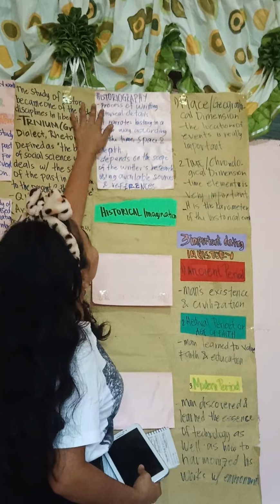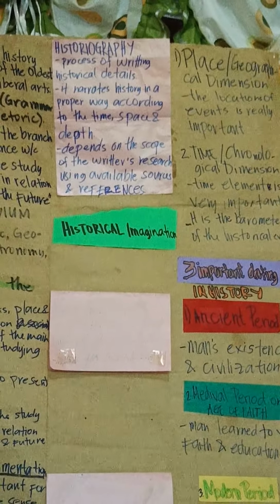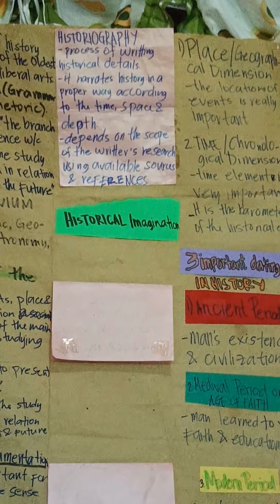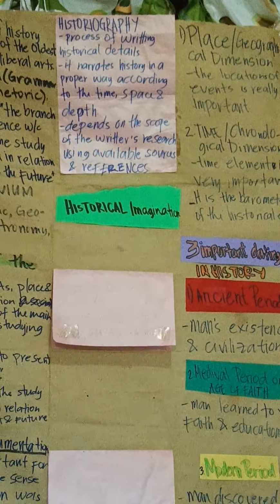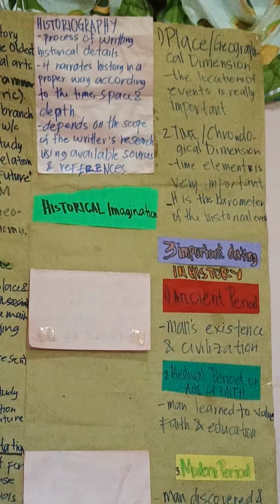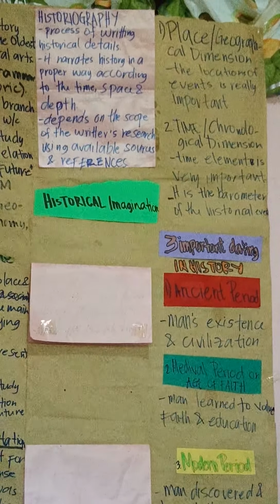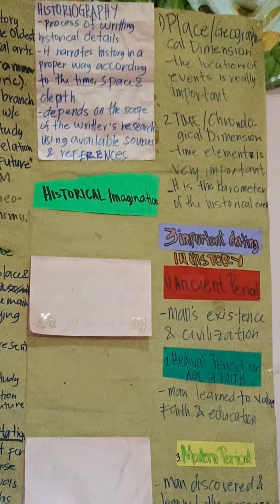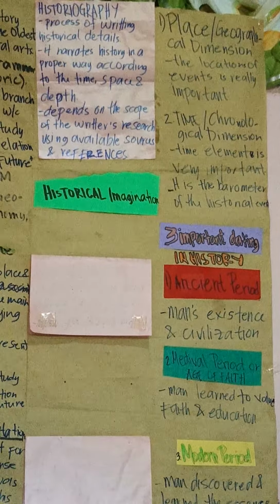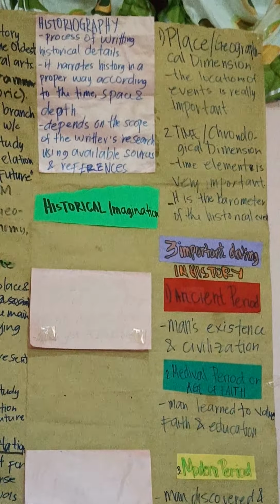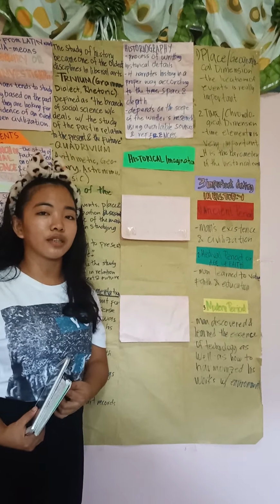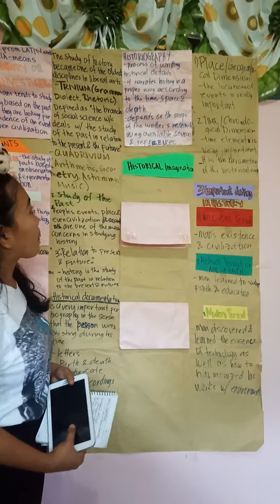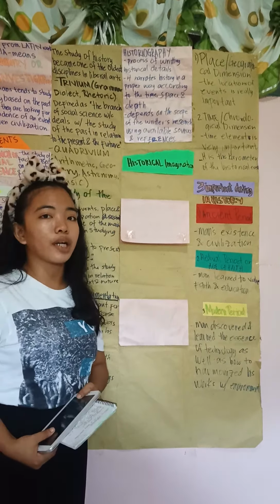So let's proceed. Historical methodology. His biography, the process of writing historical details. It narrates history in a proper way according to time, space, and depth. It depends on the scope of the writer's research, using available sources and references. Historiography, the process of writing, kailangan nga nandun yung kagaya nung sabi ko na kailangan ng kanyang sinulat na mga detalye na galing sa kanya, at yung mga research na nagawa niya.